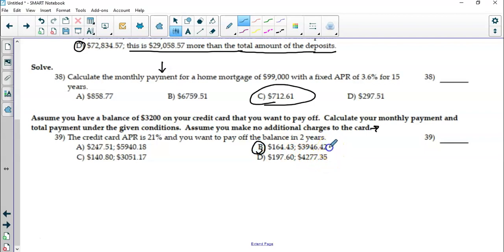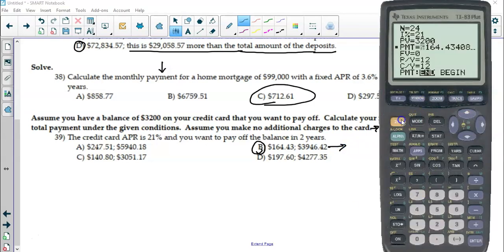Your total monthly payment, your total payments that you made to the card, if you were to calculate what you paid them every month, right? $164.43 for 2 years every month. That's how much you paid them, even though the balance on your card when you started this journey was only $3,200. Right? It cost you almost an extra $750.